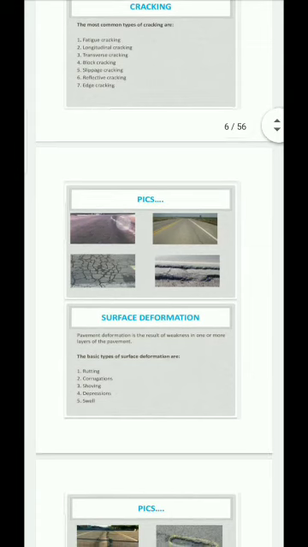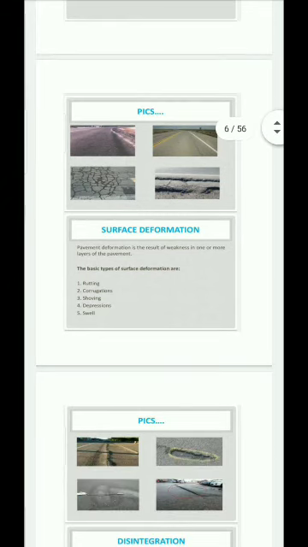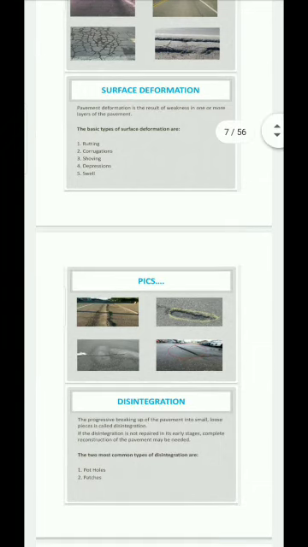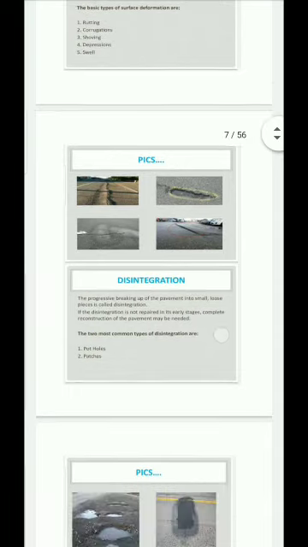So next, surface deformation. Surface deformation or pavement deformation is the result of weakness in one or more layers of the pavement. There are 5 basic types of surface deformation: rutting, corrugations, shoving, depressions, and swell. So here are the pictures of the following.